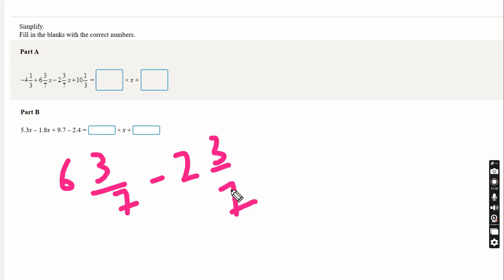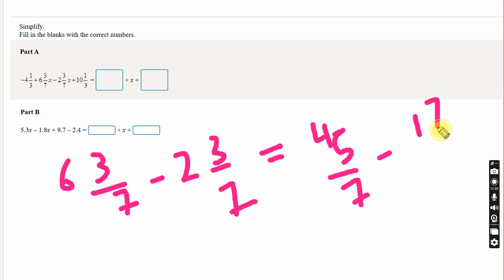What did we do last time? We grouped the like terms together and then we made it into improper fractions. 7 times 6 is 42. 42 plus 3 is 45. 45 over 7. 7 times 2 is 14. 14 plus 3 is 17. 17 over 7. Now when you subtract it, what do you get? 28 over 7.